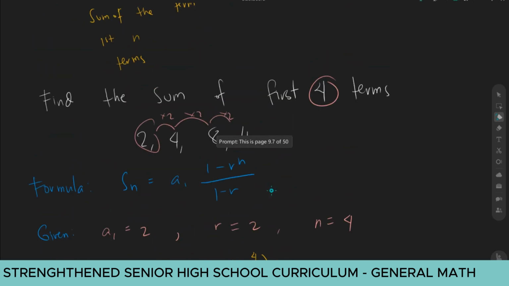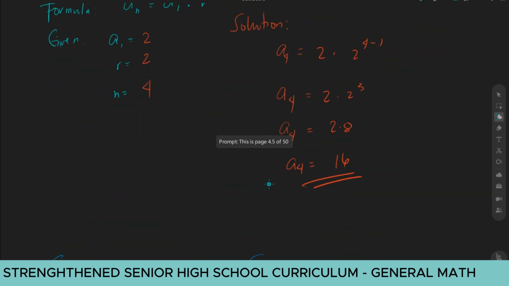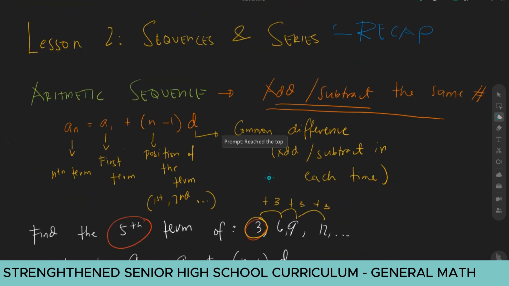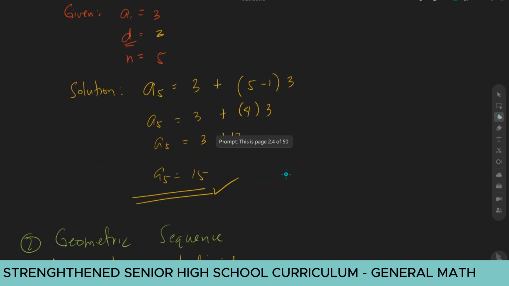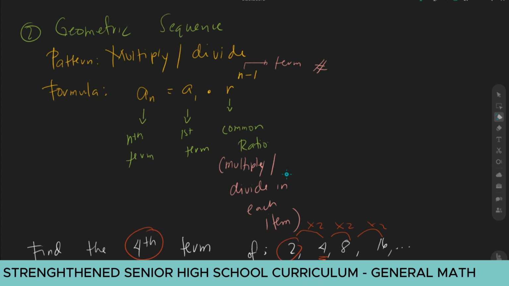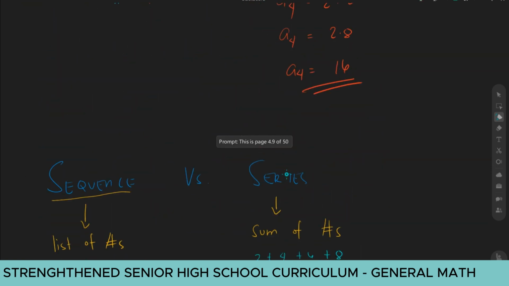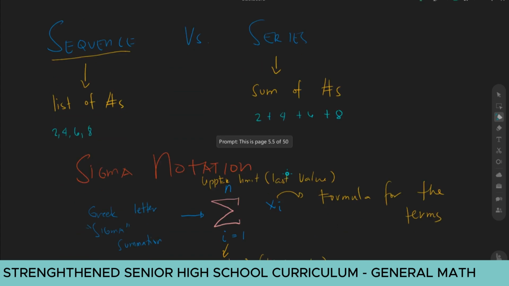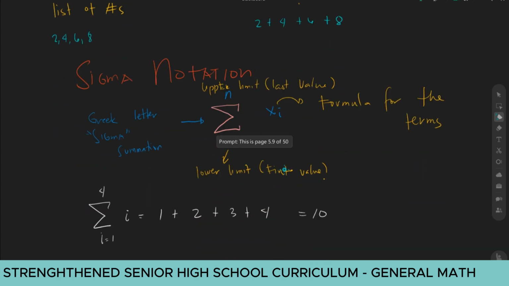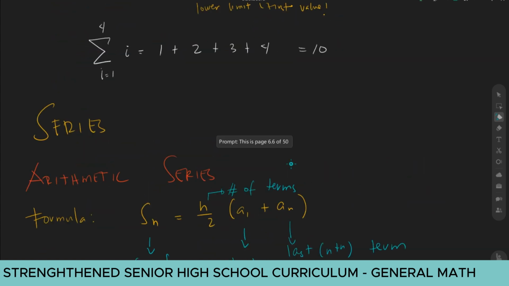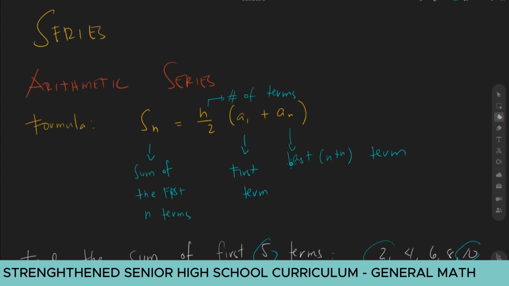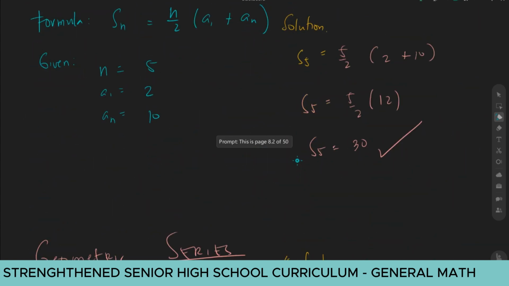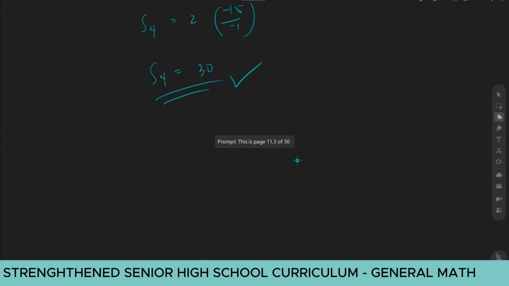All right, so this is the recap of lesson 2. Again, we have the arithmetic sequence, where the pattern is add or subtract. And for the geometric, the pattern is multiply and divide. And of course, when we say sequence, it is the listing of numbers, while the series is the sum or summation of numbers. We also talked about the sigma notation, and of course the arithmetic series and the geometric series.